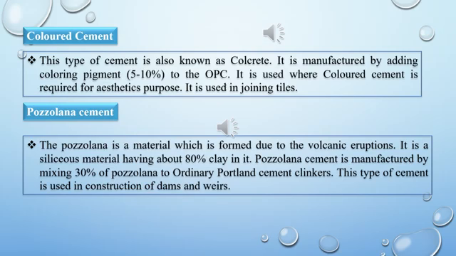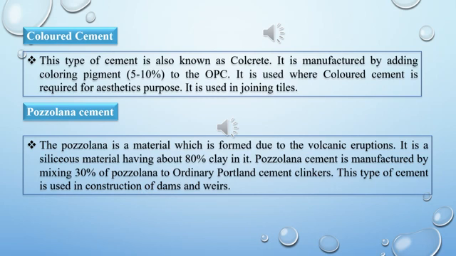So students, what is pozzolana cement? First of all, we are going to know what is pozzolana. Pozzolana is a material which is formed by volcanic eruptions. Pozzolana consists of 80% clay. It is a siliceous material. Now, how can we prepare pozzolana cement from pozzolana? If we mix 30% of pozzolana to the ordinary Portland cement, then it will give you pozzolana cement. And this type of cement is used for the dams and weirs.